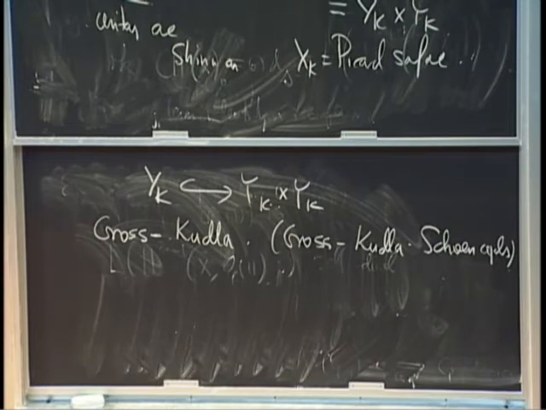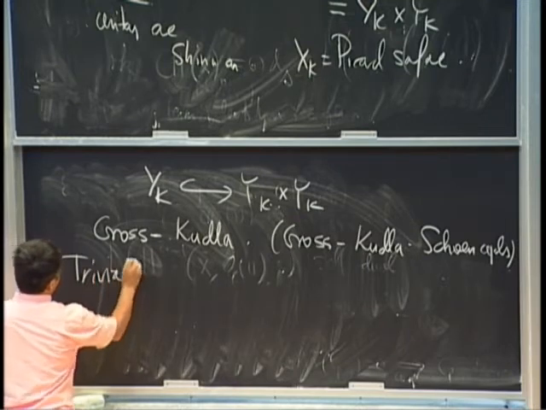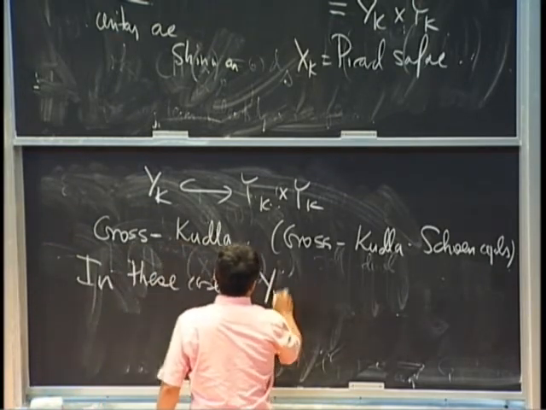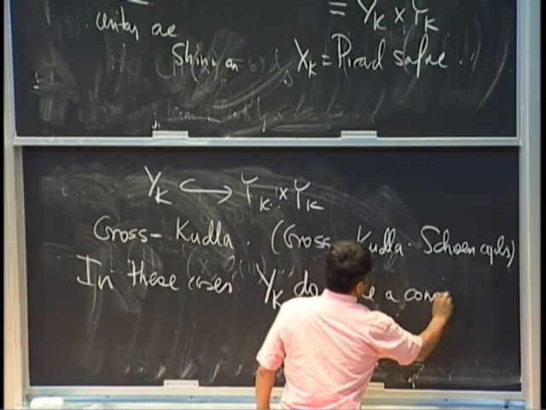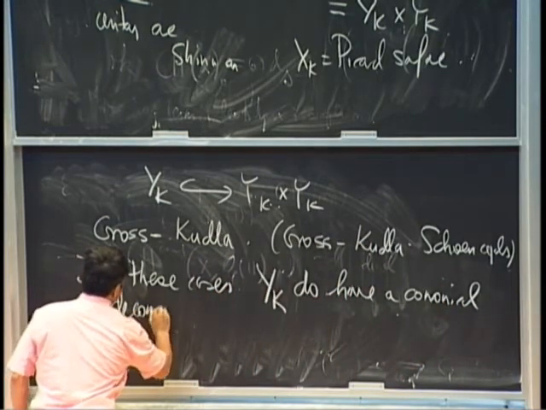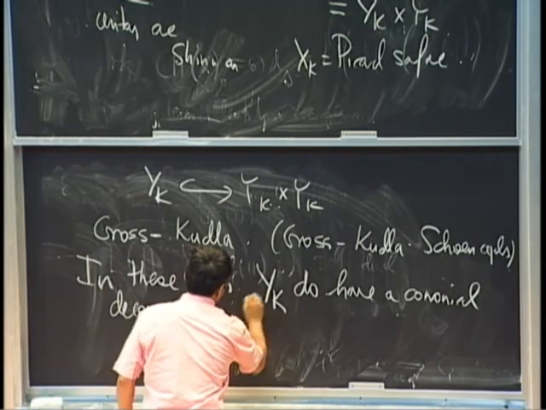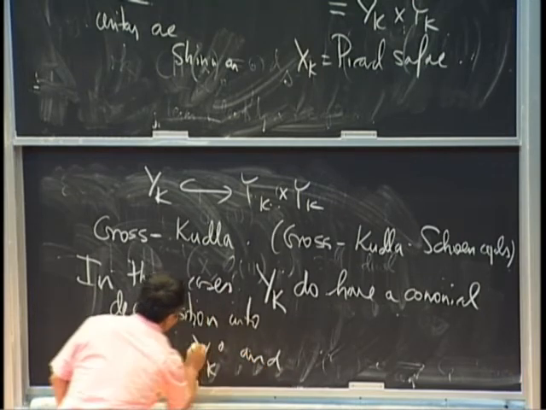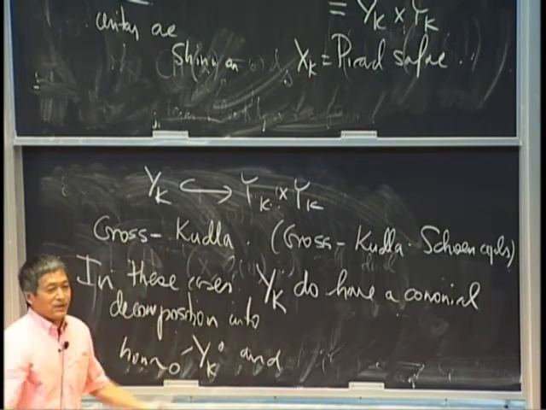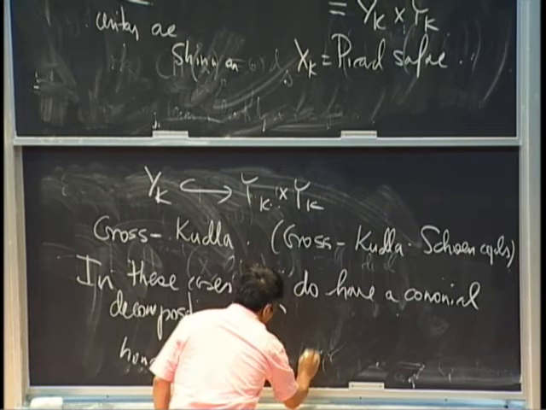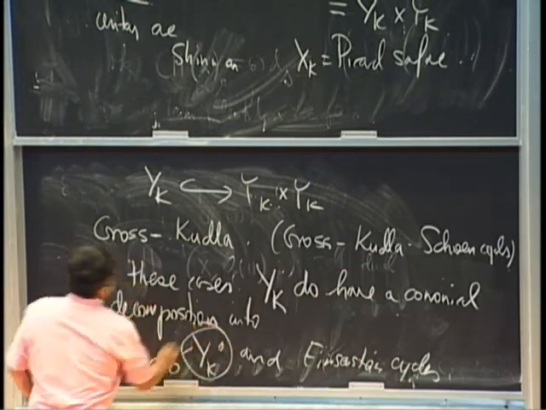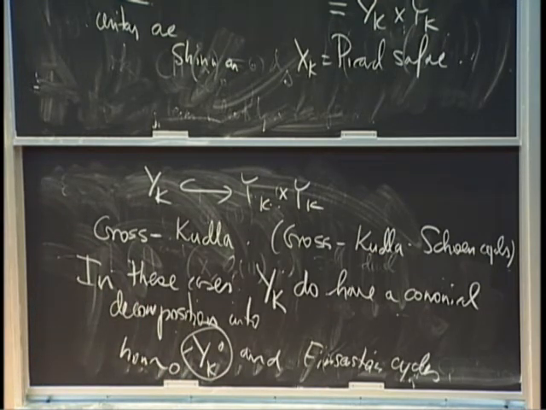So in this case, this Y_K does have a canonical decomposition into something you should call the homologically trivial cycle, Y_K^0, and something you might call a partially Eisenstein cycle, the boundary cycle. In general, we don't know how to decompose this thing. Again, if you assume the Tate conjecture I wrote in the beginning, then you know how to decompose these cycles.